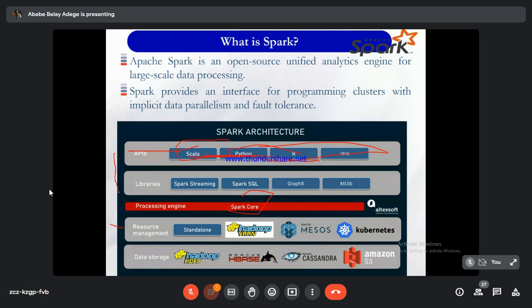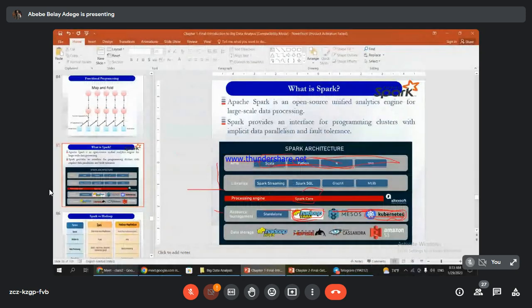We have different software in big data. One is Hadoop, and the other one is Kubernetes. You can use Kubernetes or you can use Hadoop, but for the time being, let us use Hadoop. When I was a PhD student, I was using Kubernetes, and currently I'm teaching Hadoop. Hadoop is a good software that helps us with managing.